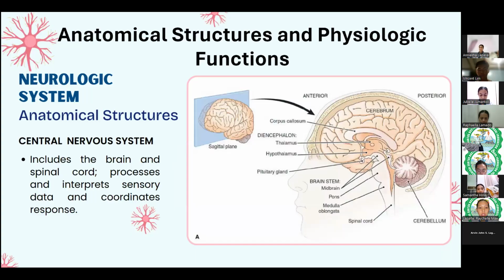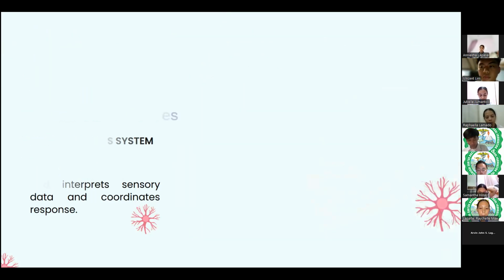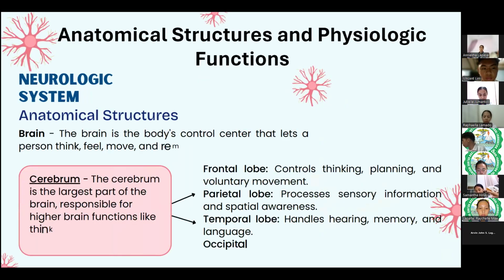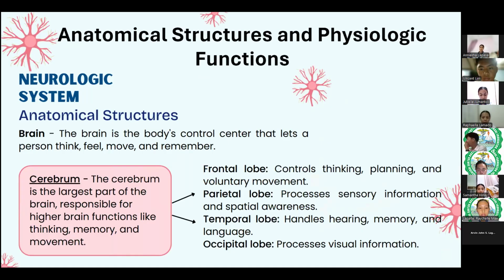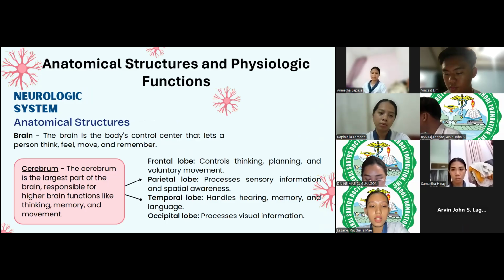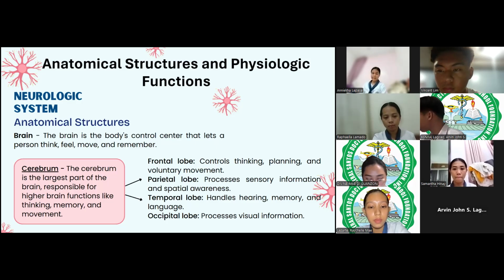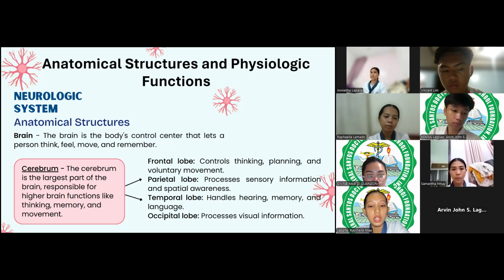Next, please. Now, for the neurologic system, the anatomical structures, the central nervous system, so it includes the brain and the spinal cord, processes and interprets sensory data and coordinates response. Next, please. Under the CNS, we have the brain. So the brain is the body's control center that lets a person think, feel, move, and remember. And under the brain, we have the cerebrum. The cerebrum is the largest part of the brain responsible for the higher brain functions like thinking, memory, and movement.